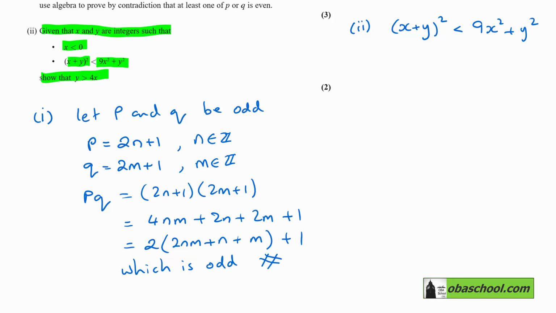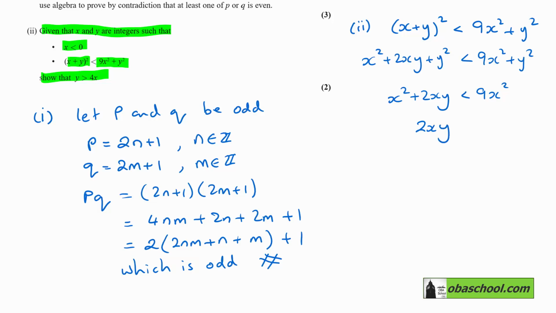Expanding the bracket on the left gives me x squared plus 2xy plus y squared is less than 9x squared plus y squared. We can subtract y squared from each side, giving me x squared plus 2xy is less than 9x squared. Then we could take x squared from each side, which would give me that 2xy is less than 8x squared.